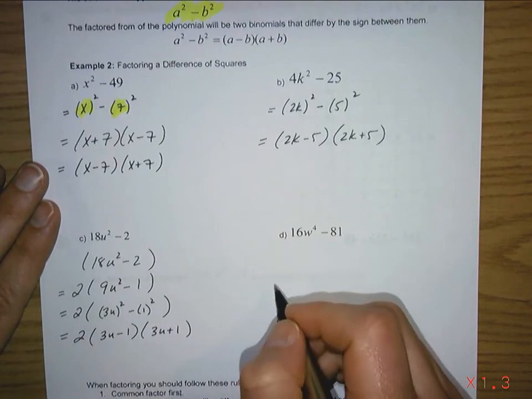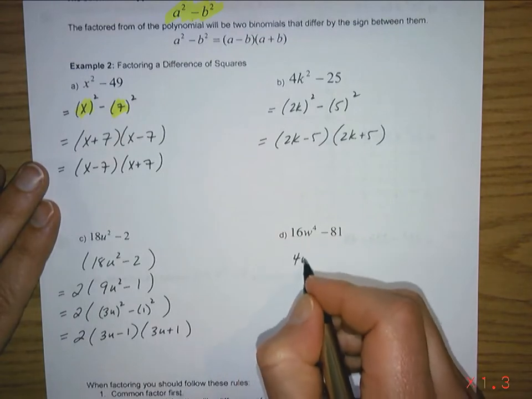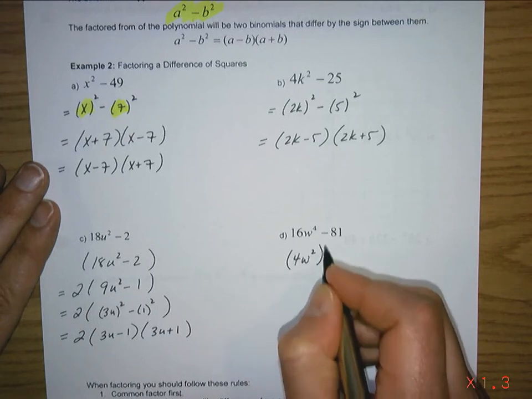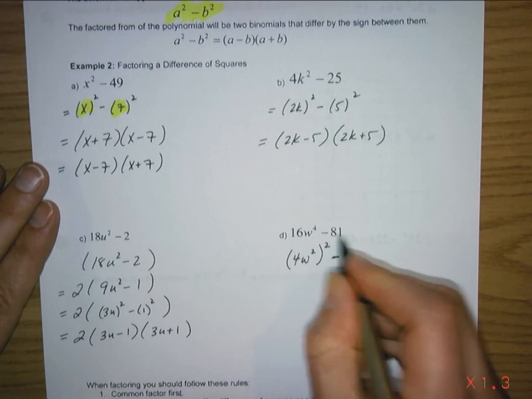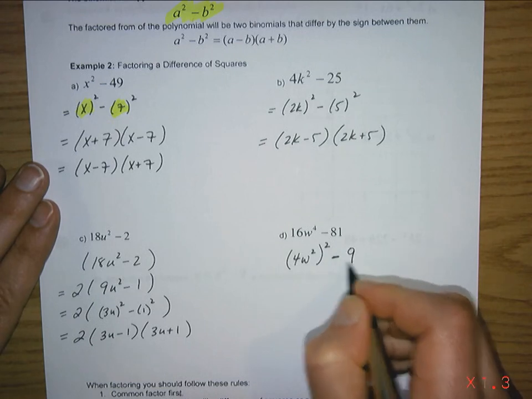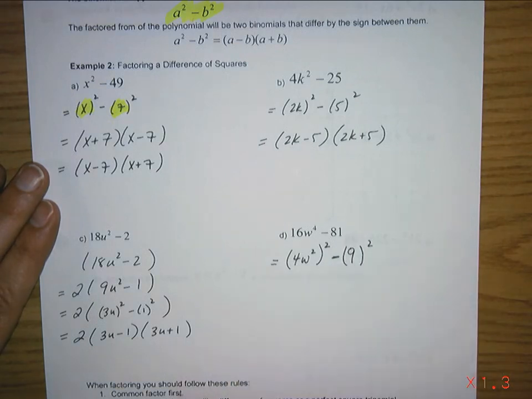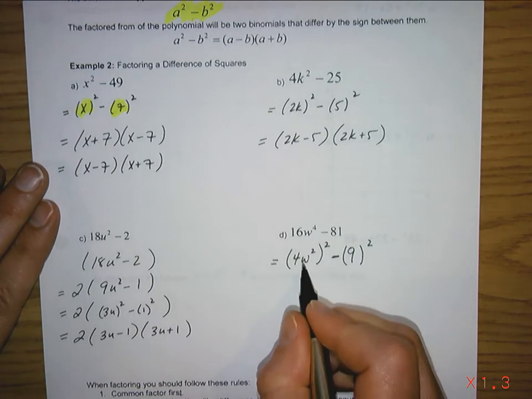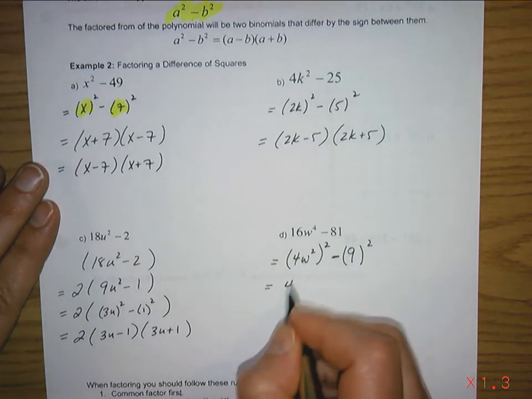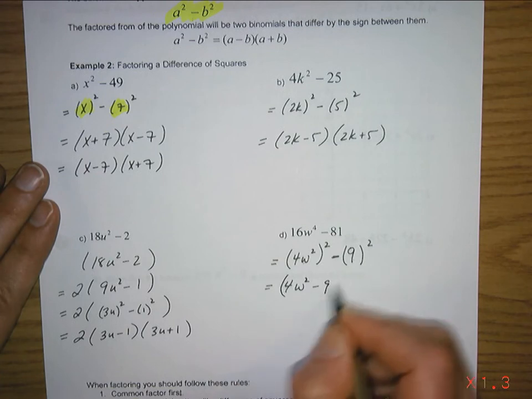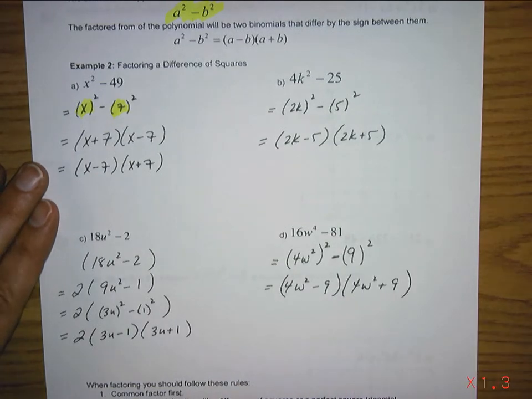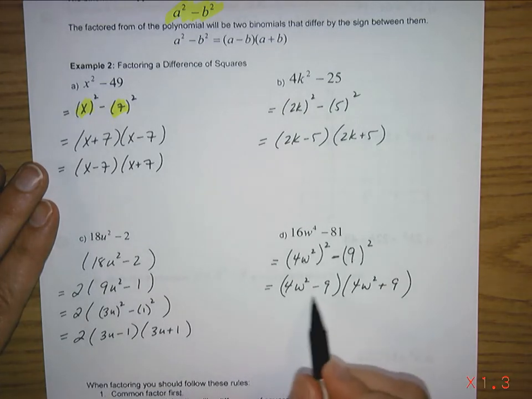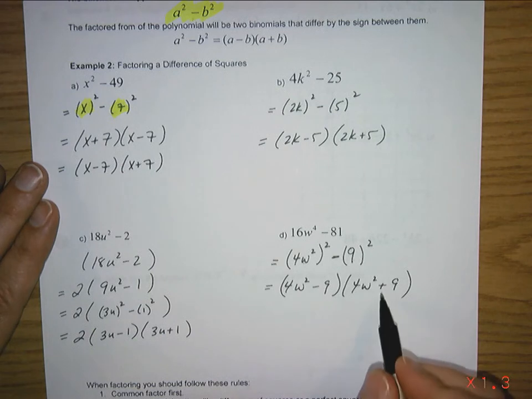This is a perfect square, 16. It's 4, and w squared squared will give me 16w to the 4. 81 is going to be 9 squared. So this is my a, this is my b. It's 4w squared minus 9 and 4w squared plus 9. That would be great, except there's still more we can do. This is still a difference of squares. This is a sum of squares.